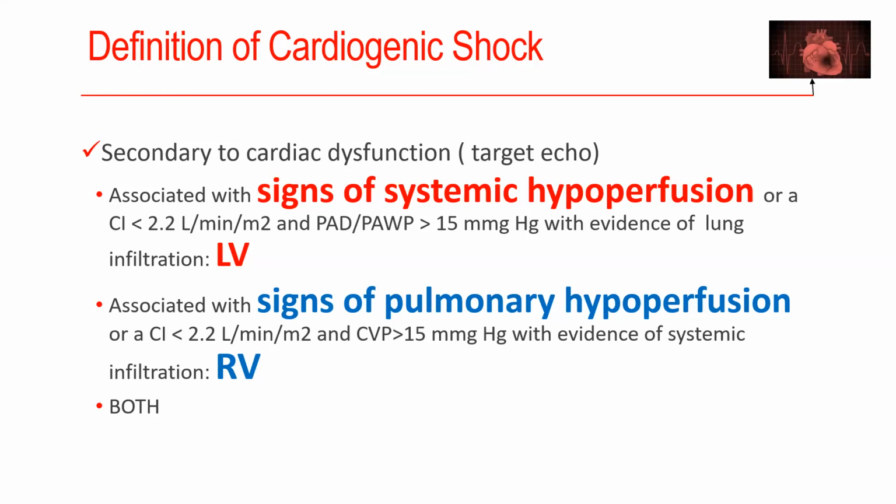Warm and wet, warm and dry, cold and wet, cold and dry. And the worst is cold for peripheral flow and wet, presence of volume in the veins. Cold and wet, class 4 heart failure, cardiogenic shock.